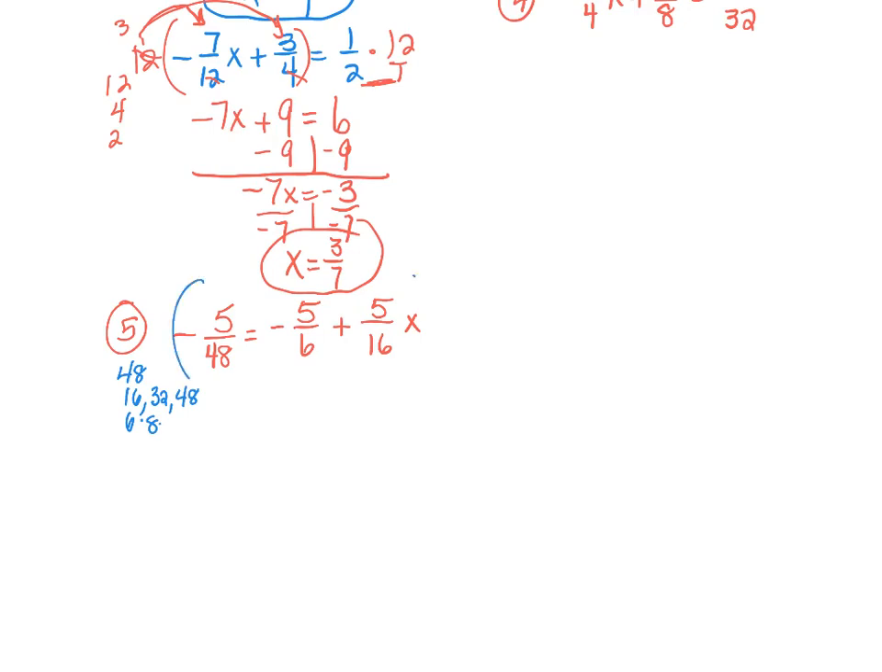So I'm going to multiply this whole thing by 48, and I've got to distribute. So I'm going to go to the front. Those 48s are going to cancel, leaving me with negative 5 equals, okay, 6 goes into 48 8 times. So I take negative 5 times 8, which is negative 40. Plus 8 times 5/16 x. 16 is going to go into 48 3 times. So 3 times 5x is 15x. Doesn't that look like a way easier problem to solve?